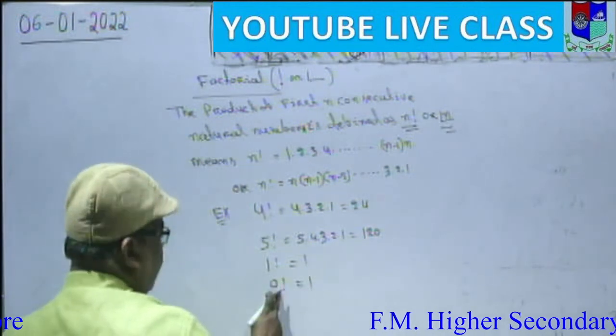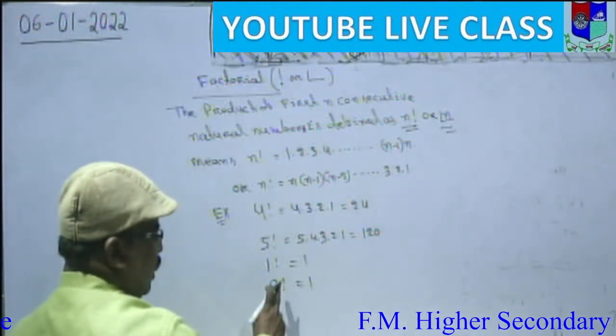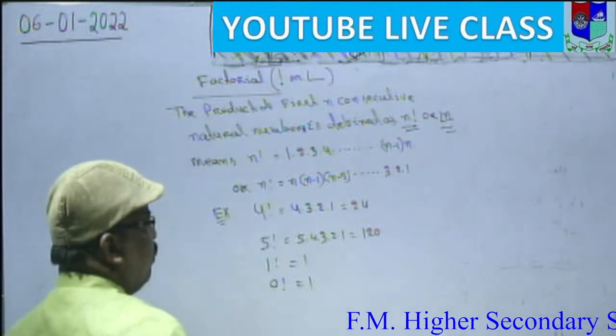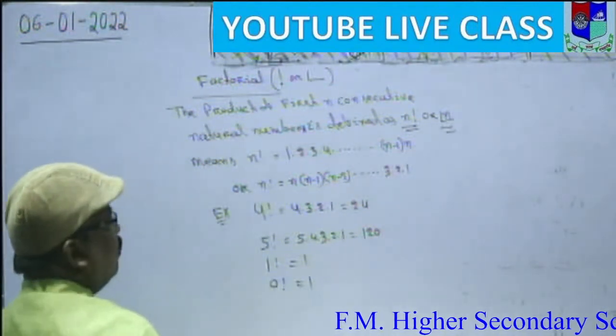There is a proof that 0 factorial equal to 1. We will discuss later this.